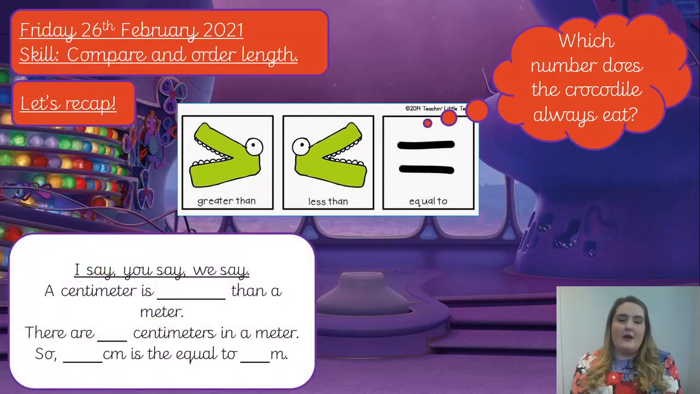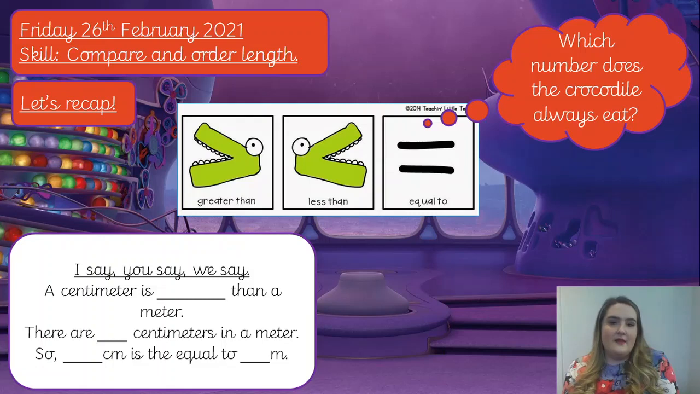Let's have a little think now about centimetres and metres then, because this is really going to help us with our learning today. So a centimetre is something than a metre. What do we think could go in that box? Do we think it's going to be less than or more than? What do we think? Well done. A centimetre is less than a metre. There are something centimetres in a metre. What number would go in that missing part there? How many centimetres are there in a metre? Excellent, there are 100 centimetres in a metre.